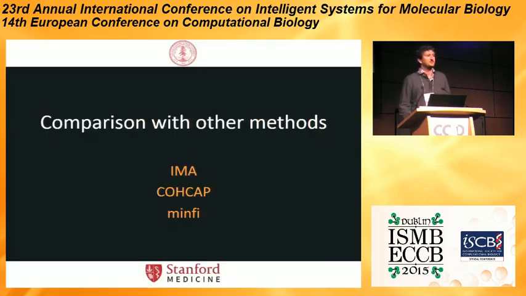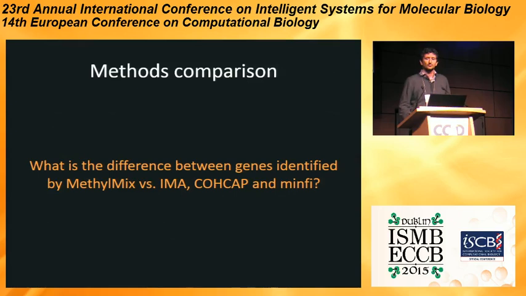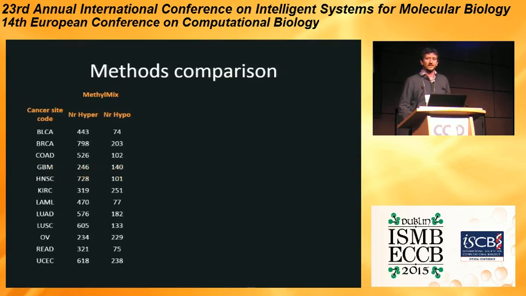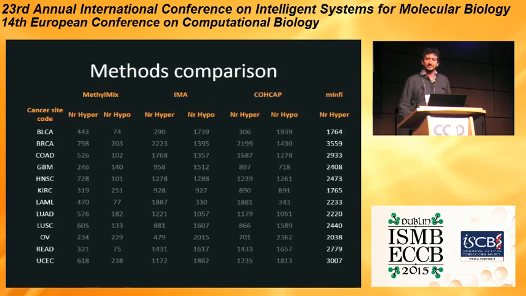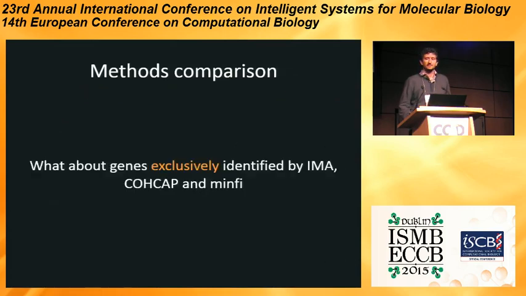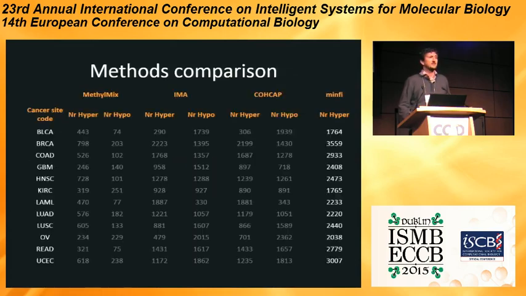So next what we did is we wanted to compare our methods with IMA, COH, CAP, and MinFi. So what is the difference between the genes that are identified by MethylMix and these 3 other methods? So first, here are again the numbers of hyper and hypomethylated genes that are being identified by MethylMix. And here are the numbers for IMA, COH, CAP, and MinFi. And what you can see is that these other methods essentially identify much more genes.